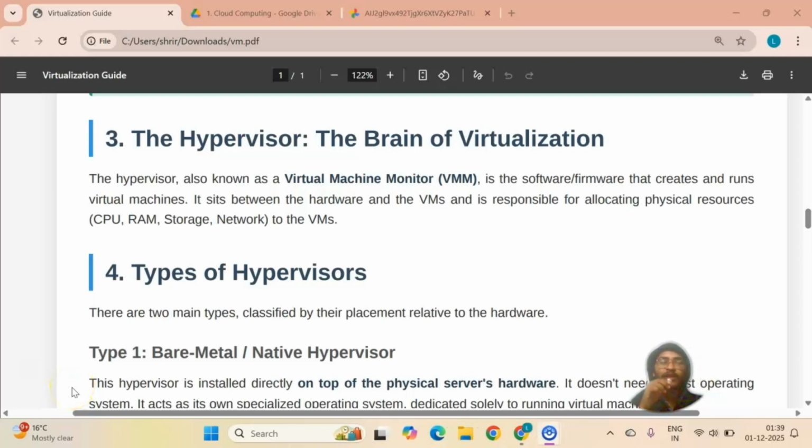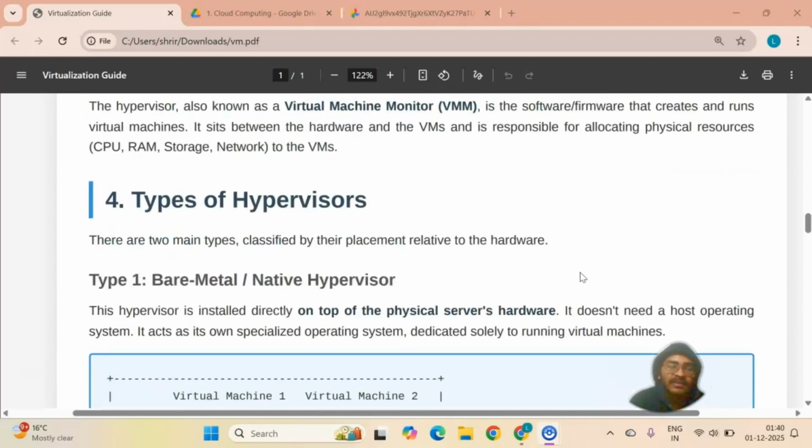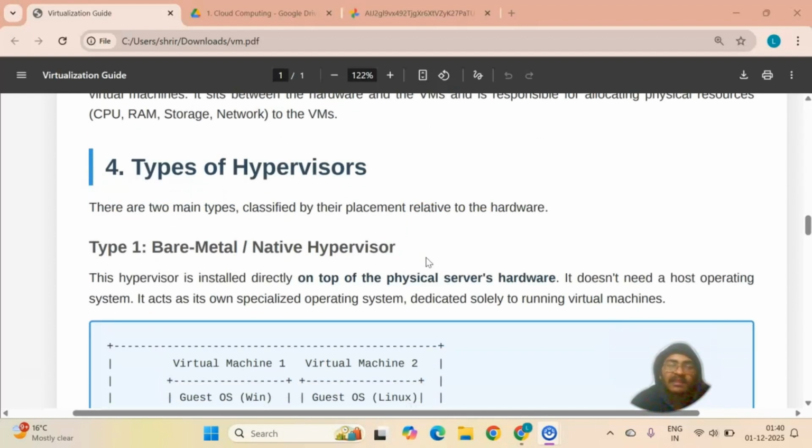My name is Piyush Lokhande and today I am going to discuss the topic hypervisor. It is called the brain of virtualization. The hypervisor is also known as virtual machine monitor. It is a software or firmware that creates and runs virtual machines. It sits between the hardware and the VMs and it is responsible for allocating physical resources like CPU, RAM, storage, network to the VMs.